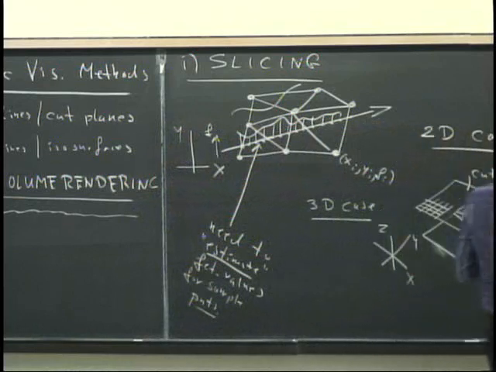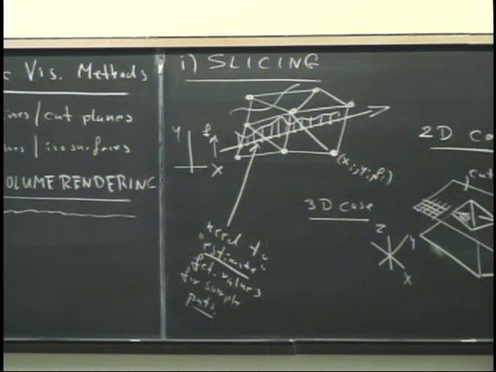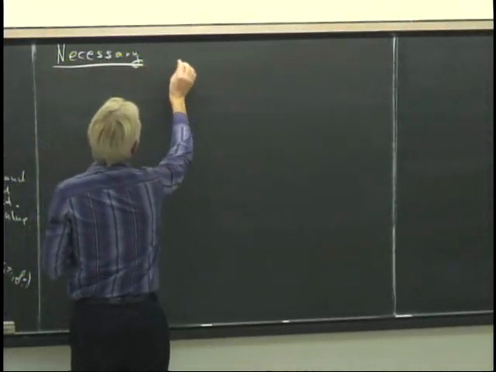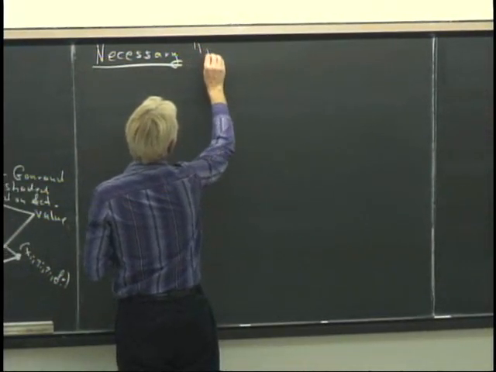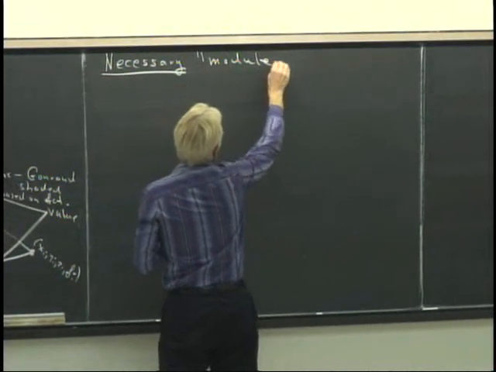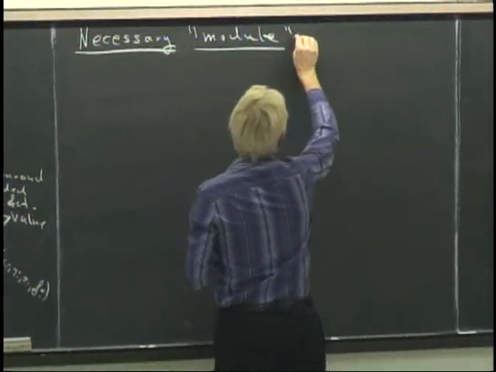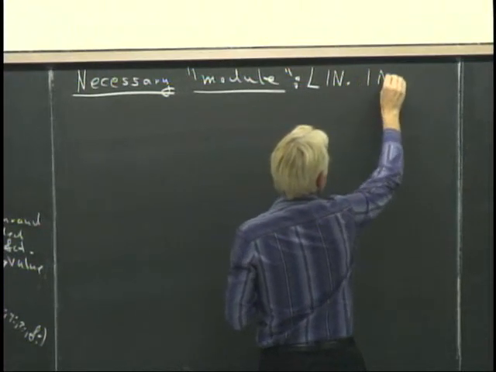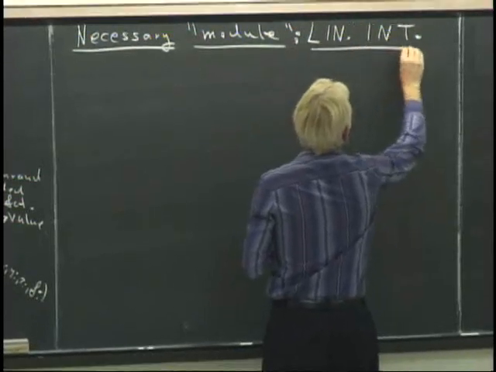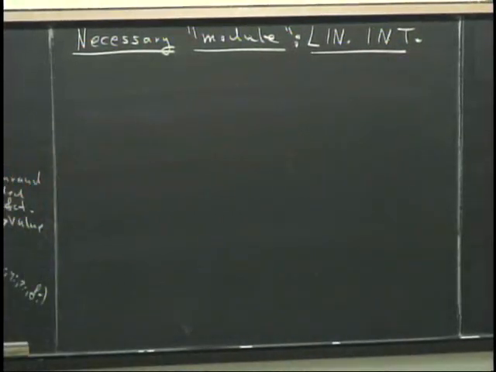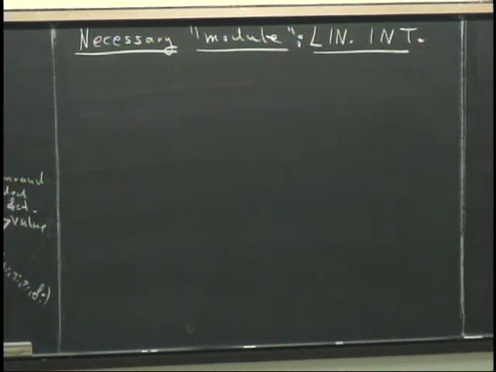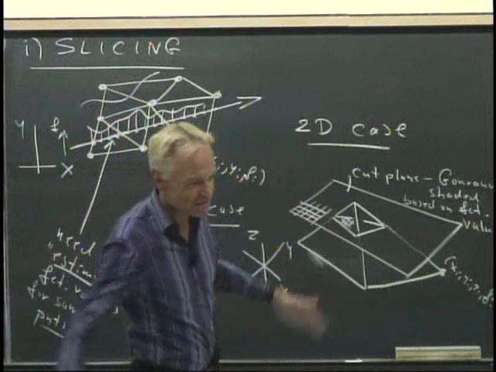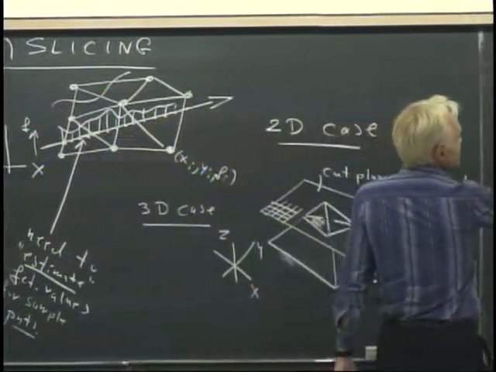All right, so we need to review that. This is the most necessary module in all of graphics, is linear interpolation, all that we need. And I just call it linint, okay? I don't have to spell it out. Linear interpolation. Linear interpolation goes through all the dimensions, right? 1D, 2D, 3D, 4D. So we only need to understand it for 1D, 2D, 3D, and the rest is by induction. All right, so let's see.